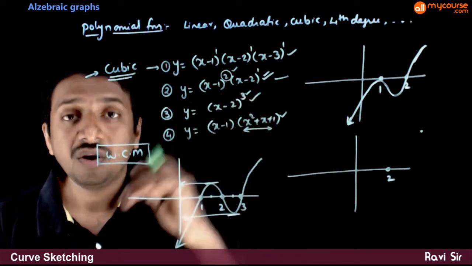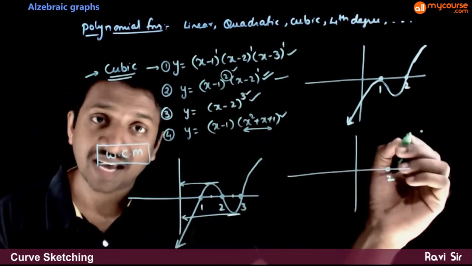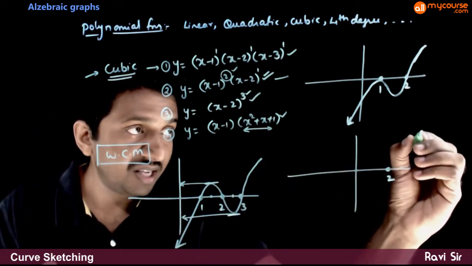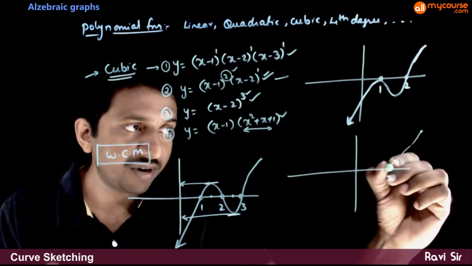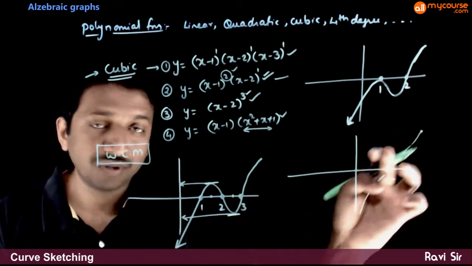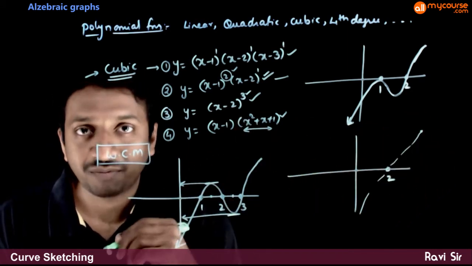(x minus 2) whole cube. So you have an odd power, hence the sign of the graph changes. So effectively, if you see, the graph goes from top to bottom, and it doesn't follow a straight line, obviously.